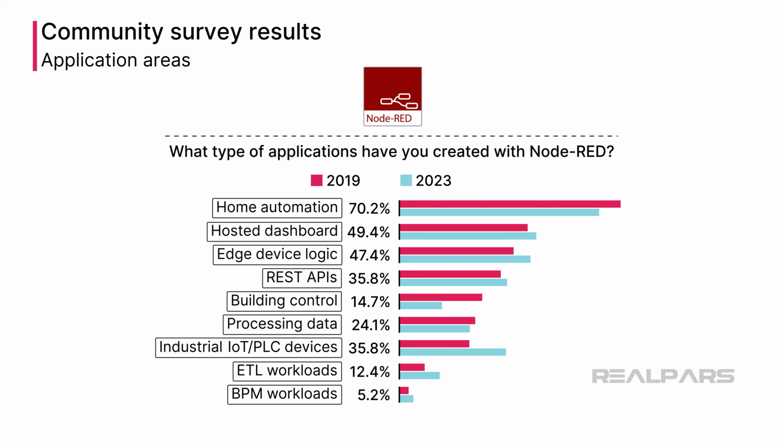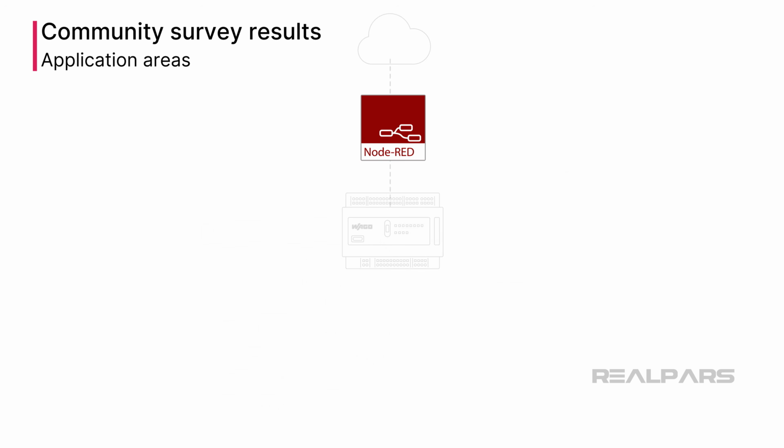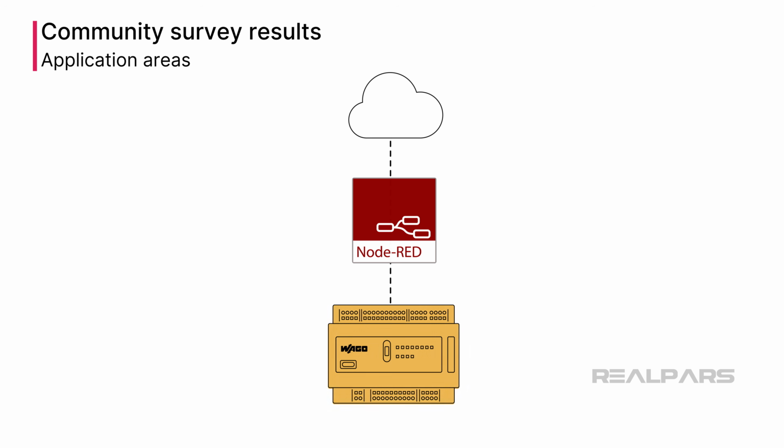Next, the survey asked people what they use Node-RED for. The primary use of Node-RED is home automation, with 70% of respondents stating that they have created home automation applications with Node-RED. Moving past home automation, we can see that Node-RED is being applied for industrial automation applications too, like hosted dashboards, building control, processing data, PLC devices, and edge device logic, where data is collected from a local device, like a PLC, transformed in some way, and forwarded to a cloud provider.